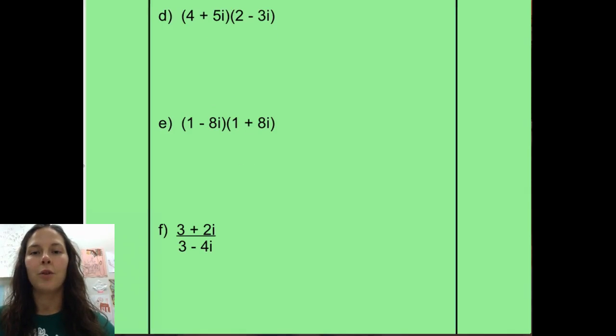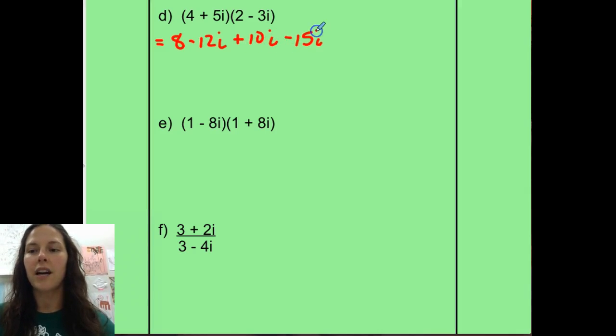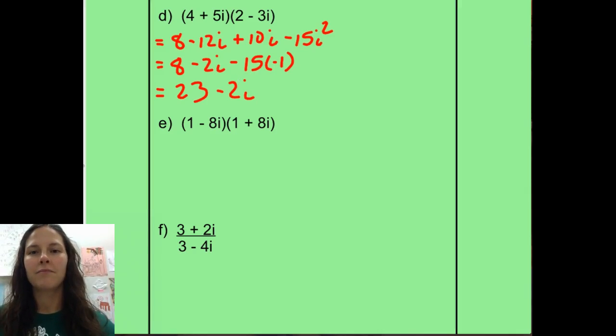Part D, we need to FOIL. So we have 4 times 2, 4 times -3i, 5i times 2, and 5i times -3i would give us a -15i squared. Combining those like terms in the middle, and simplifying this piece on the end because i squared is -1, we end up with another real piece of positive 15, adding that to the 8, we get 23 minus 2i.